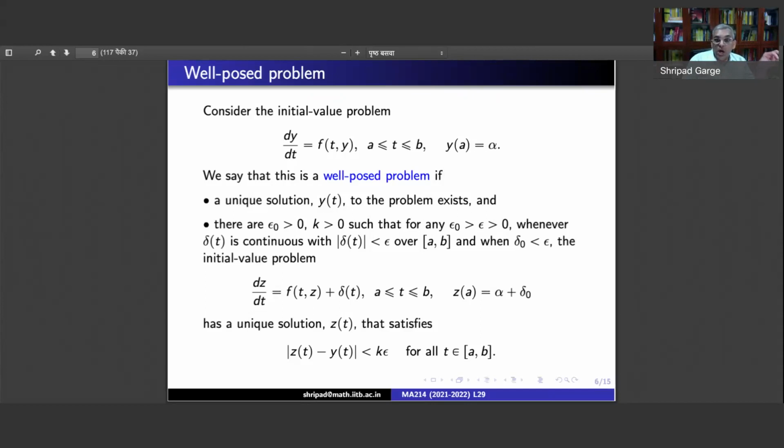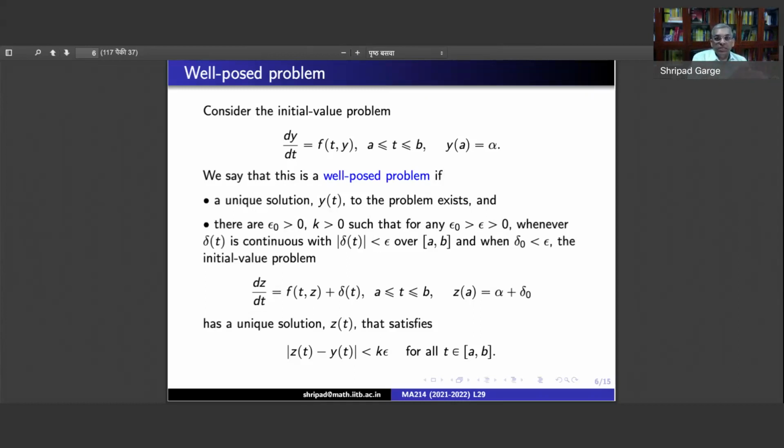So if you have an epsilon naught which is a range for this epsilon, and you have a k such that the two solutions, the perturbed problem solution and the original solution, don't go too much apart from each other, the distance between them is less than k epsilon, and then you have this epsilon with which you have modified these differential equations and the initial values. Again, it should have a unique solution such that it doesn't go too much away from the solution to the original problem. If that happens, then we say that our problem is well posed.